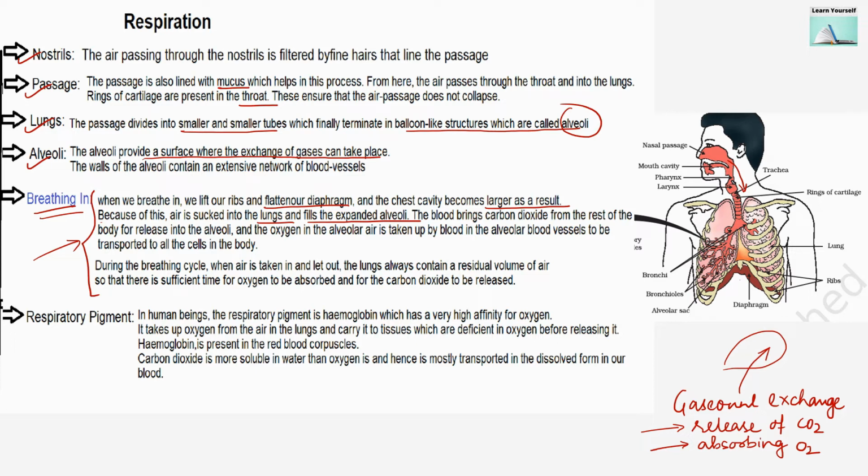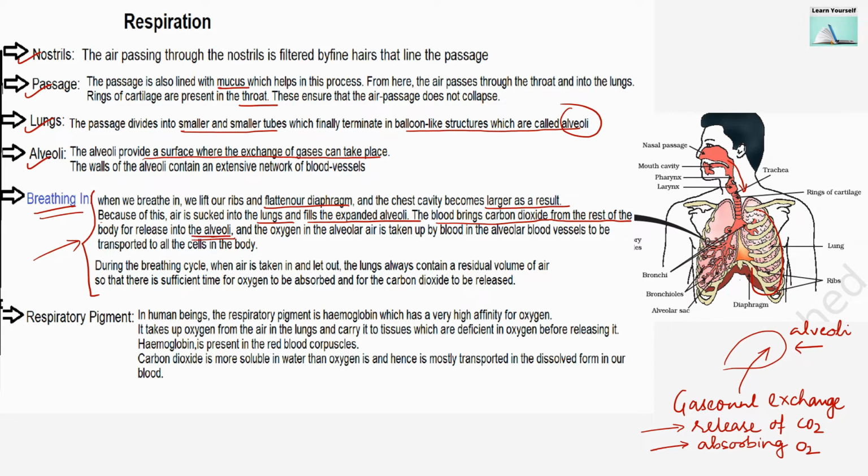Now once the chest cavity is filled with the air, where will this air go? Air will go to the alveoli. Now an alveolus is a small socket, a small balloon-like structure which will fill with the air once we breathe in. The blood brings carbon dioxide from the rest of the body to release into the alveoli.